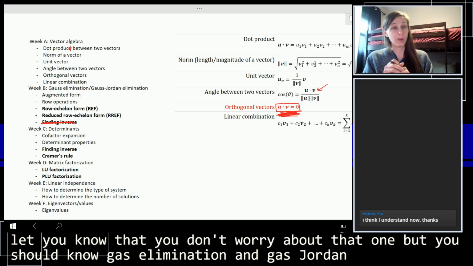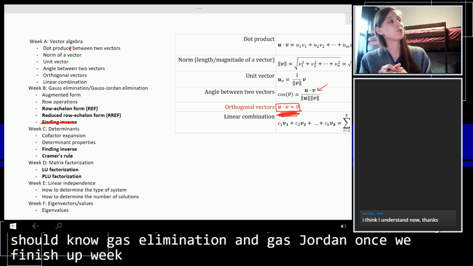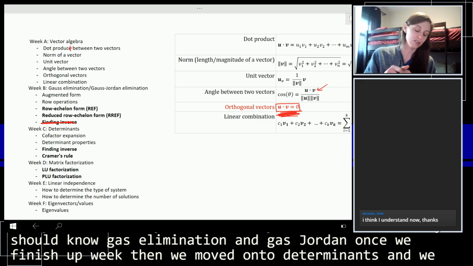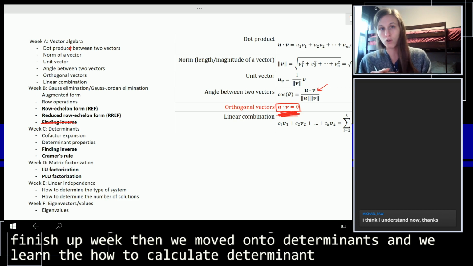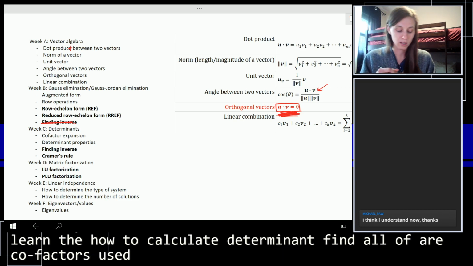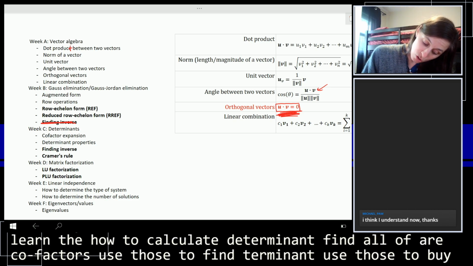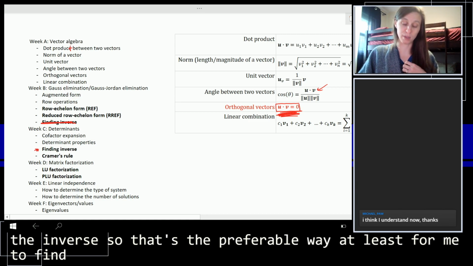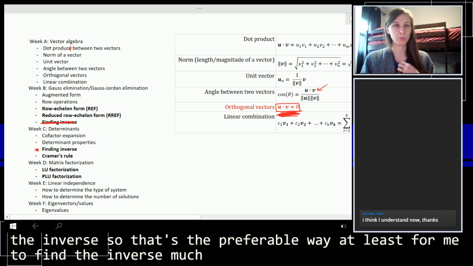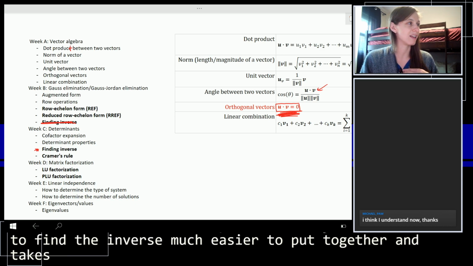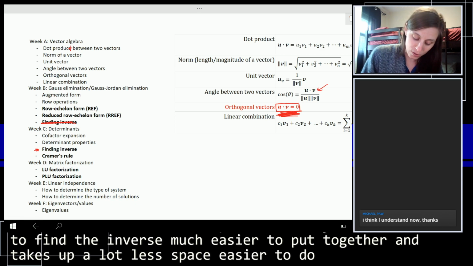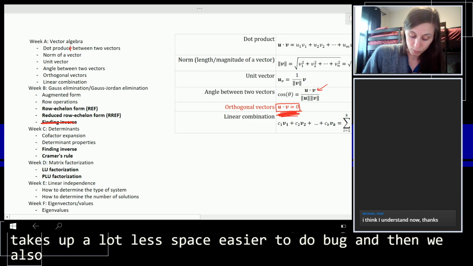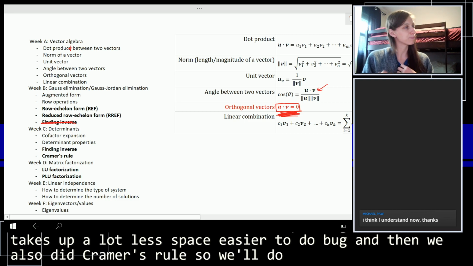Once we finished up week B material, we moved on to determinants, and we learned how to calculate determinants, find all of our cofactors, use those to find the determinant, and use those to find the inverse. That's the preferable way, at least for me, to find the inverse. It's much easier to put together, it takes up a lot less space, and it's easier to debug. And then we also did Cramer's rule. So we'll do both of those today.